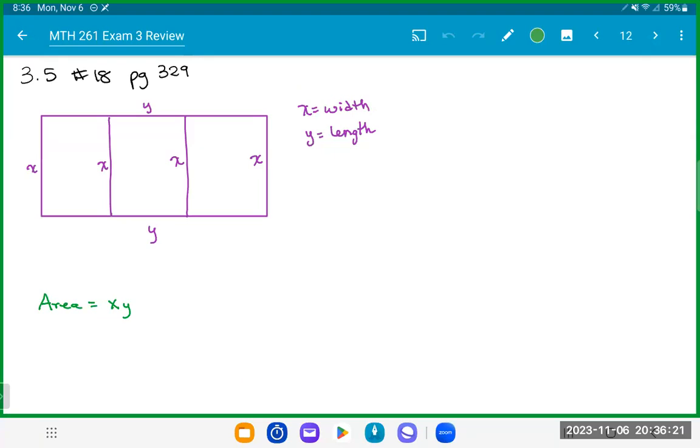All right, so moving on, we have a word problem, right? So this is chapter 3, page 329, section 3.5. And for this problem, we are looking at maximizing the area. So if you remember, we did the rancher example in class last week. So this one is, we want to maximize the area.